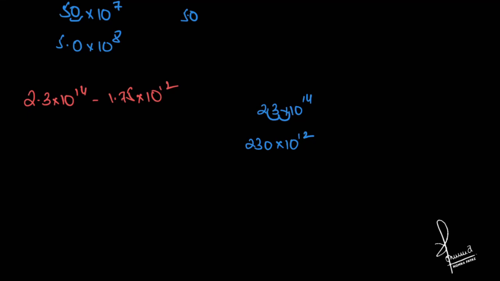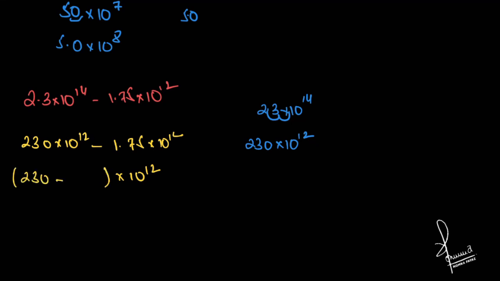So I will rewrite this as 230 into 10 raised to power 12 minus 1.75 into 10 raised to power 12. Again I will take 10 raised to power 12 common. तो ये हो जाएगा 230 minus 1.75. 230 minus 1 is 229 और ये आपके पास बन जाएगा 228.25 into 10 raised to the power 12.